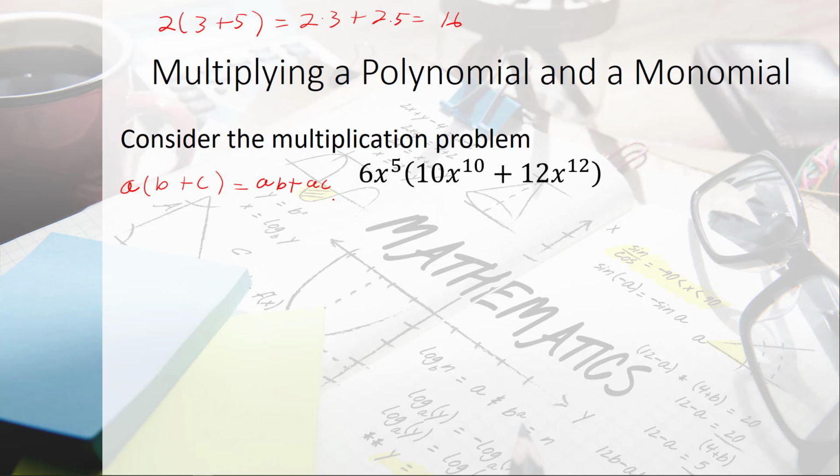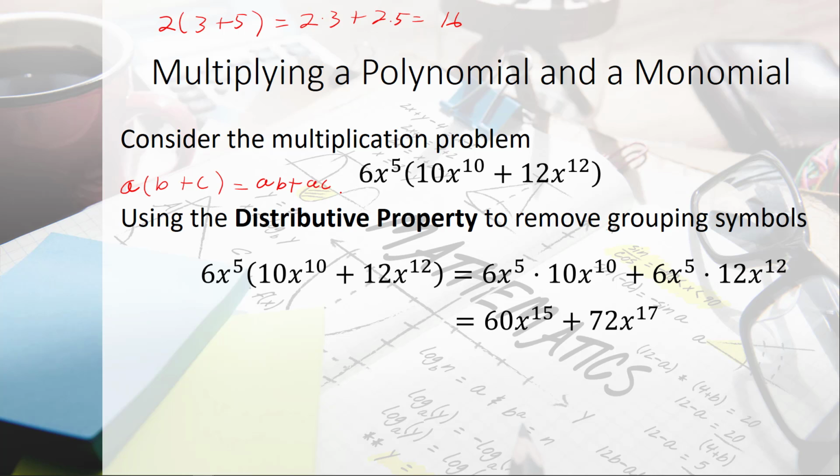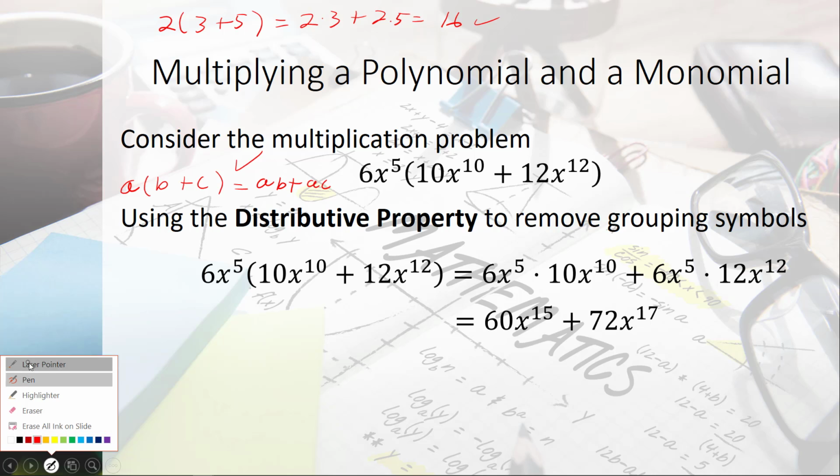We are going to use the distributive property to remove these grouping symbols, just like what we did here and what we did here. And what will we do? Well, we will multiply the 6x to the fifth times the 10x to the 10th, which is what we did here. And we'll multiply the 6x to the fifth times the 12x to the 12th, which is what we did here. And then we simplify.